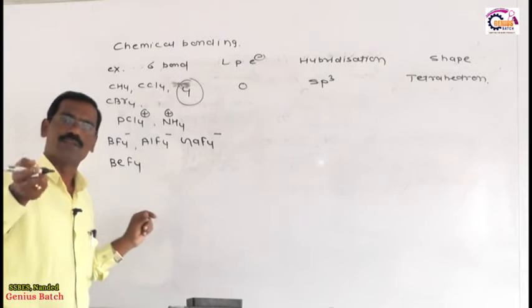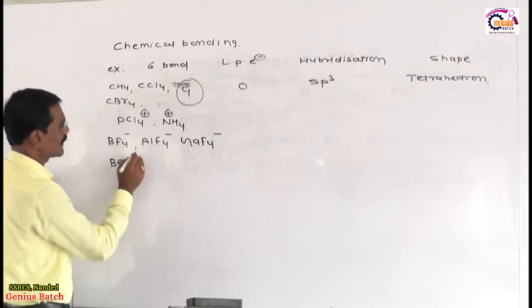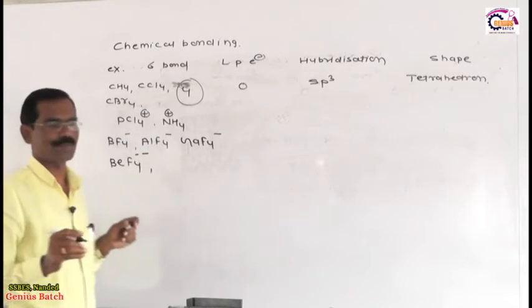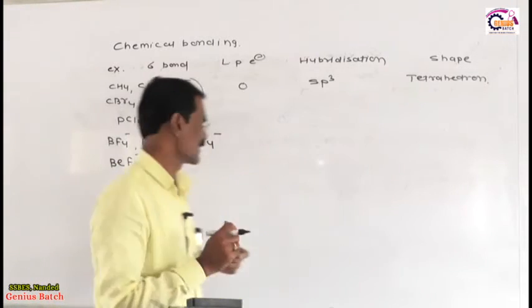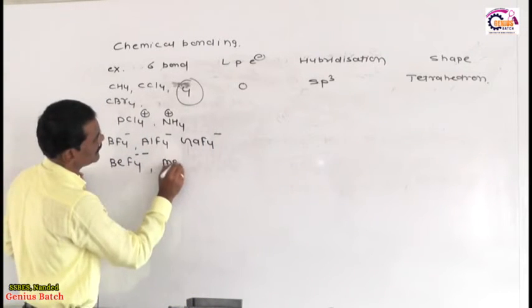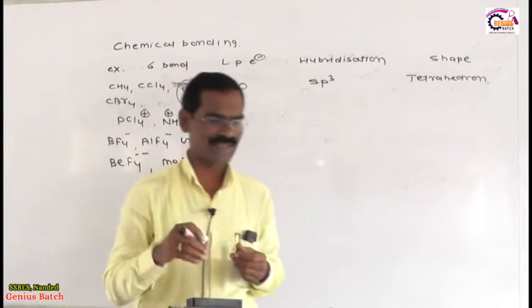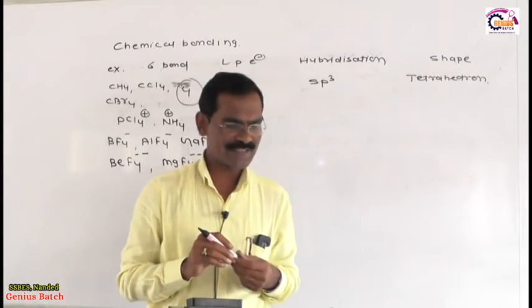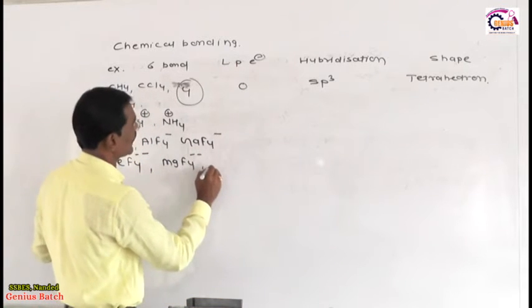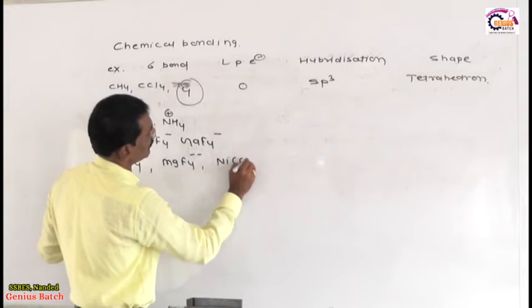इसकी वैलेंसी 2 होते हुए भी यहाँ पे 4 फ्लोरीन है, इसका मतलब इस पे 2 निगेटिव आएंगे. आया समझ में आपको? BeF4 2 minus. After that MgF4 2 minus. Then finally Ni(CO)4. This is called as the nickel tetracarbonyl.